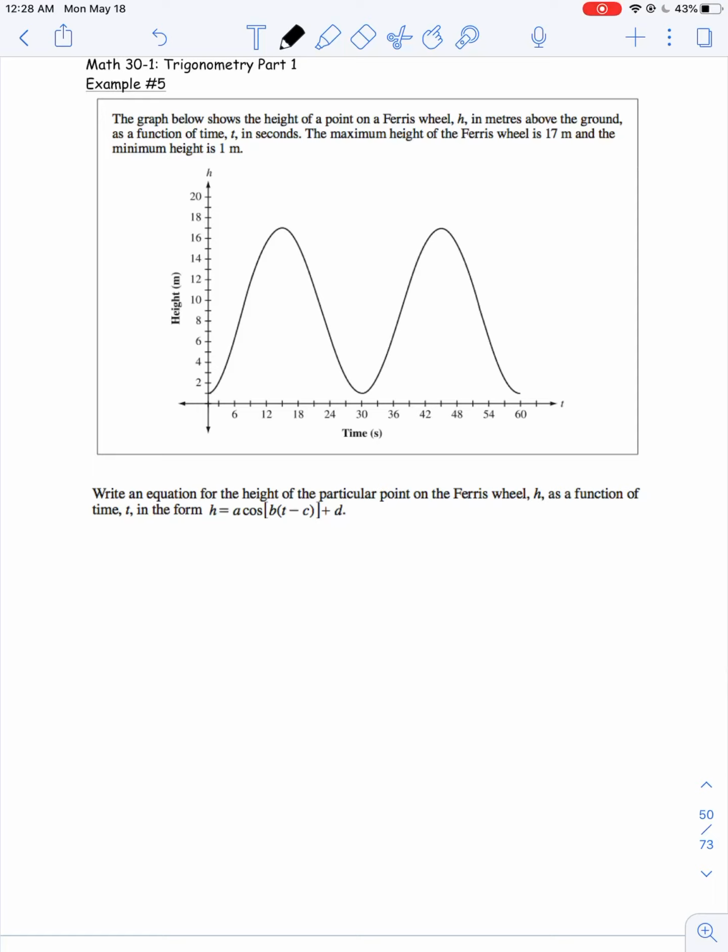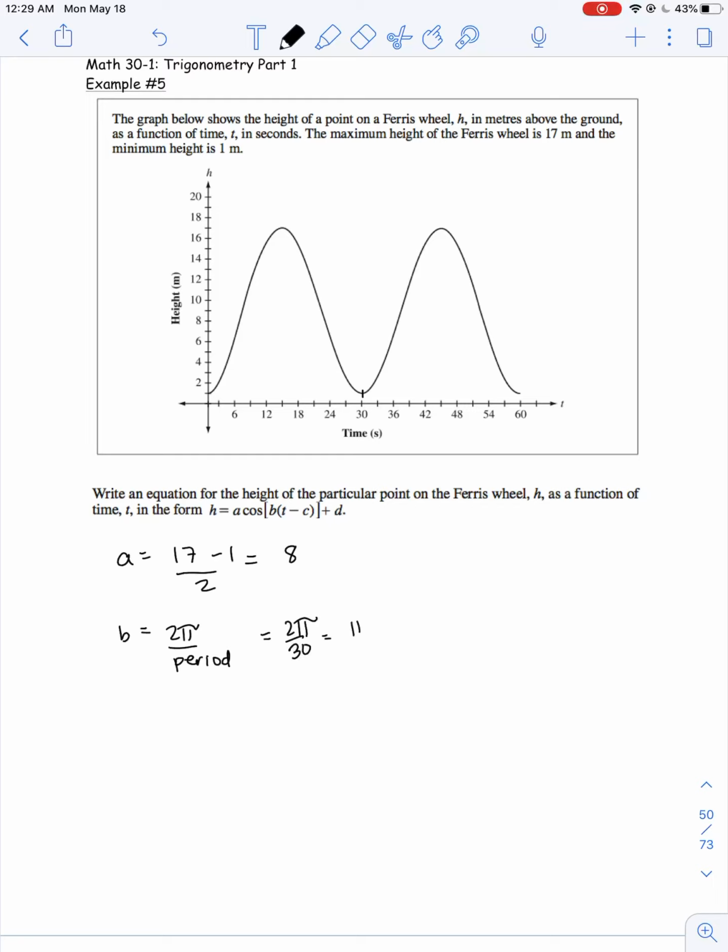And our last question, example number 5, it says this is the graph. They want us to write the equation in this form. So what I'll do is solve for A by doing the max minus min divided by 2 kind of steps. So for A, my max is equal to 17. If I subtract 1, which is my minimum, and divide by 2, I should find that the A value is 8. My next value is the B, which is always found by doing 2 pi, if you're in radians mode, divided by your period. My period seems to return back right here, back to its initial starting point at 30 seconds.